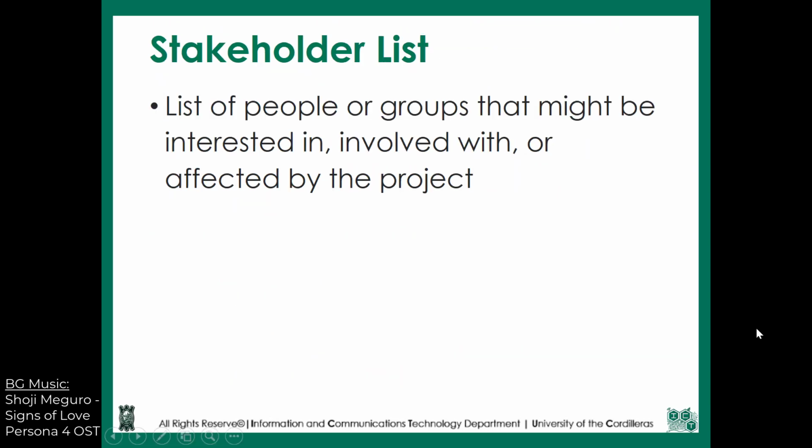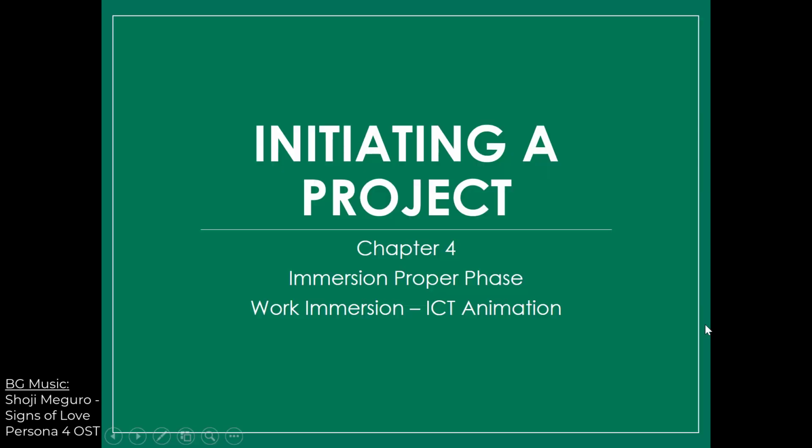The last part of the project charter is the stakeholder list. So the stakeholder list will determine a list of people or groups that might be interested, involved, or affected by the project. You just have to determine their names, their contact information, or whether or not they're interested, involved, or affected by the project. So that ends initiating a project lesson.